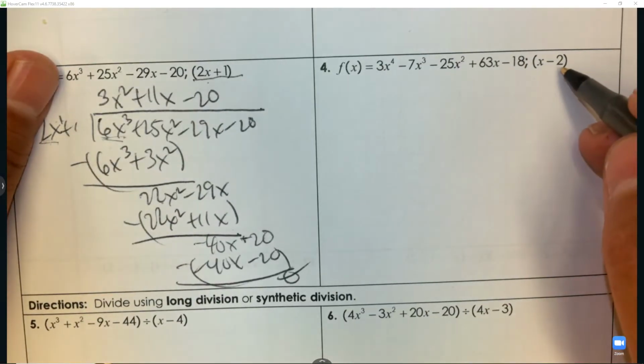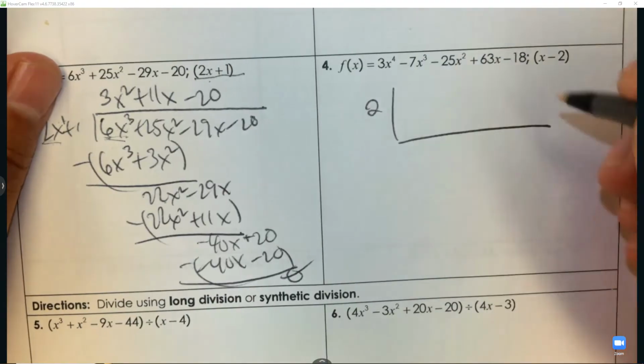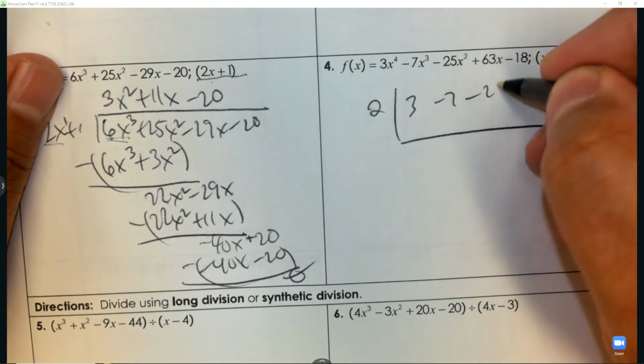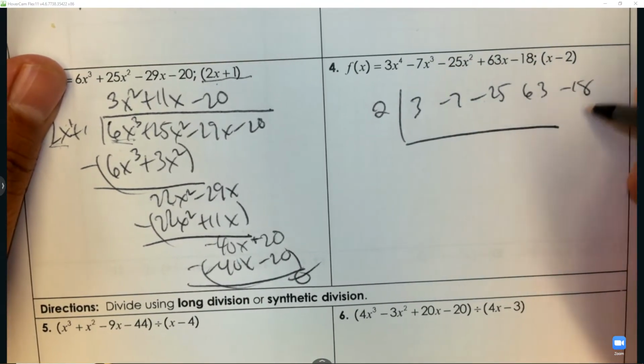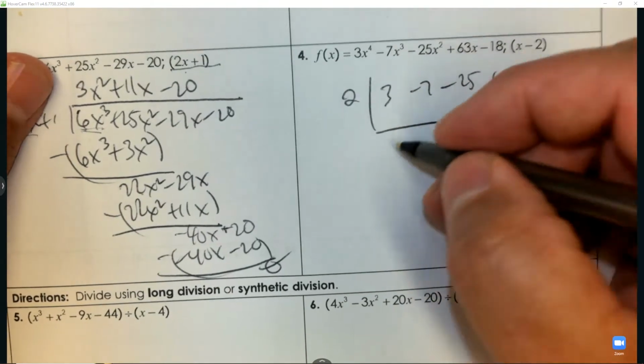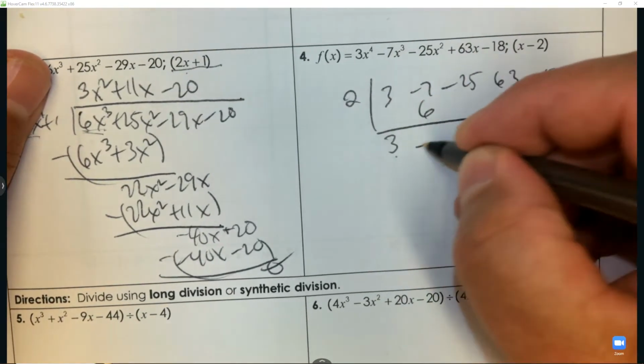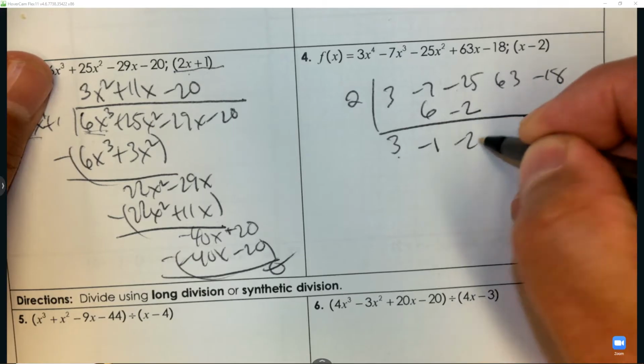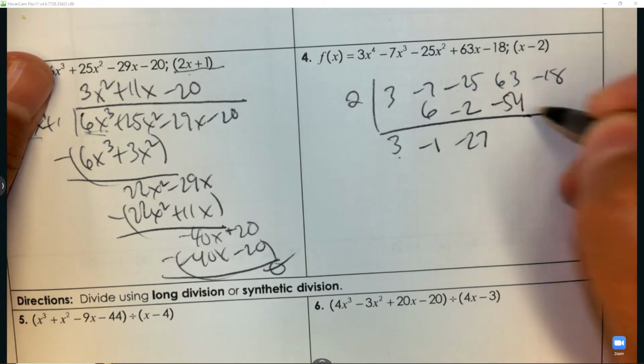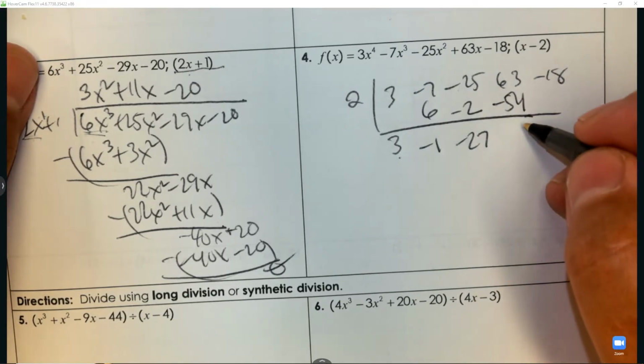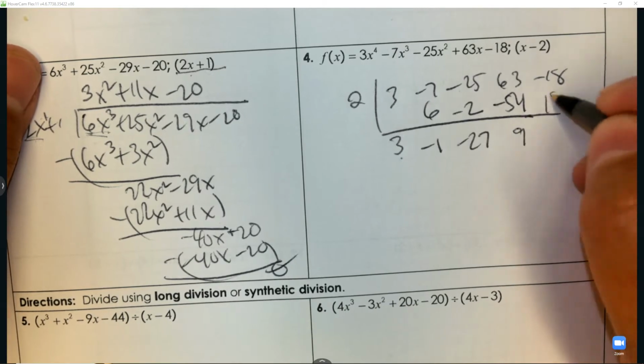Number 4, we can use synthetic again. So that's positive 2. That's 3, negative 7, negative 25, 63, and negative 18. Drop down the 3, and we're going to multiply and then add. We're going to multiply and then add. We're going to multiply. Make sure I add this right. That's 9, and then 18.